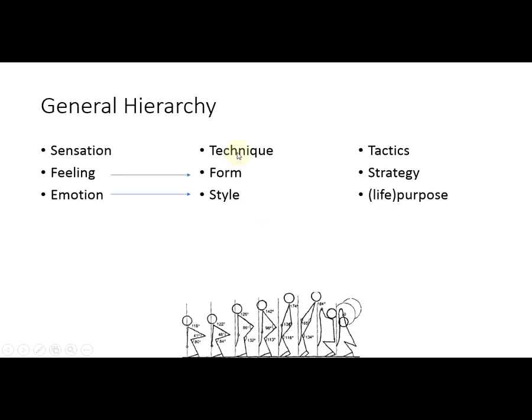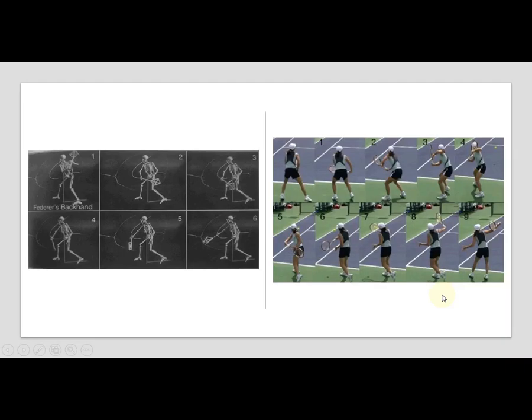So what is the difference between technique and form? Technique is the abstract idea, the archetype. It's the biomechanical model. It's not the human form of the technique; it's the stickman presentation of the technique. The form is how this technique, this abstract archetype, is applied to a person, to a human.